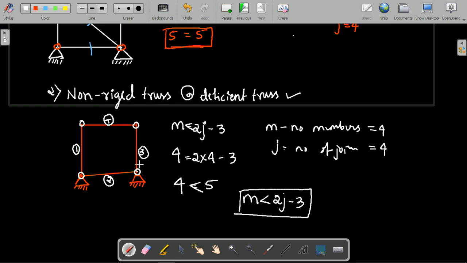So now there are only 4 members. What can we define? Whatever the number of members available, if it is less than what is required for a perfect truss, we consider that type of truss a non-rigid truss or a deficient truss. Is it clear?